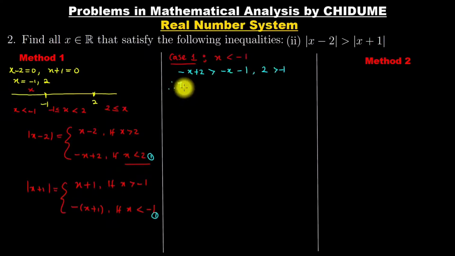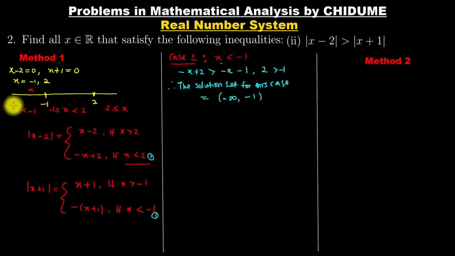So that means the solution set for this case is just only this. We can write this as negative infinity comma -1. This is another way of writing this interval. Negative infinity comma -1.